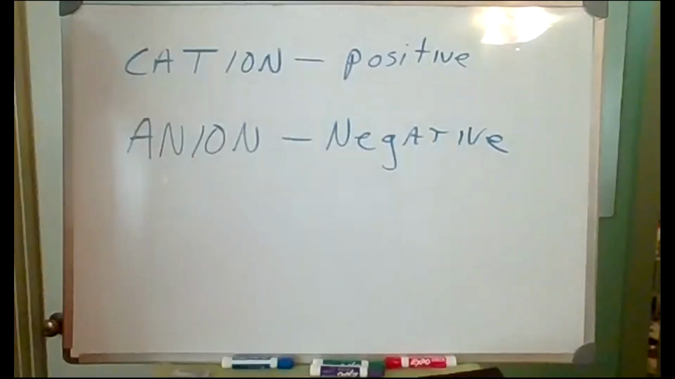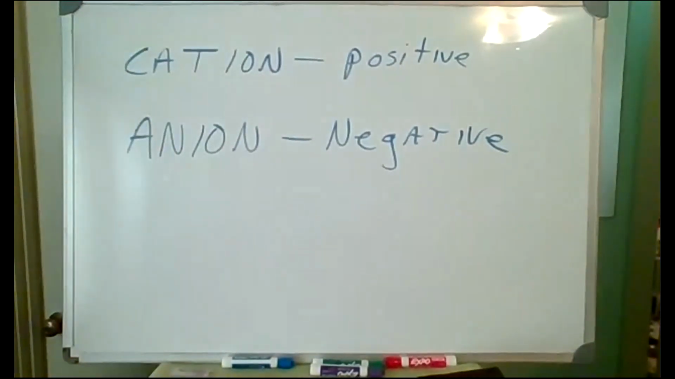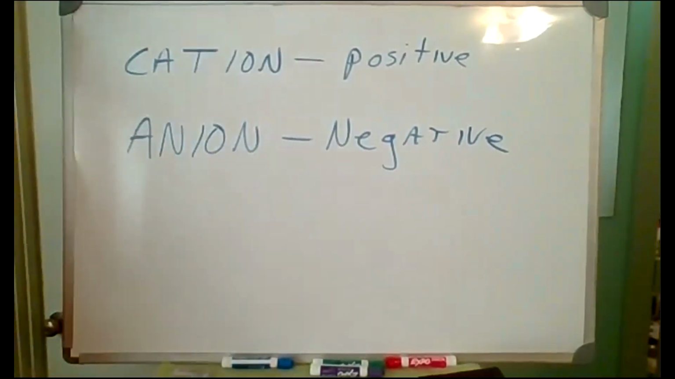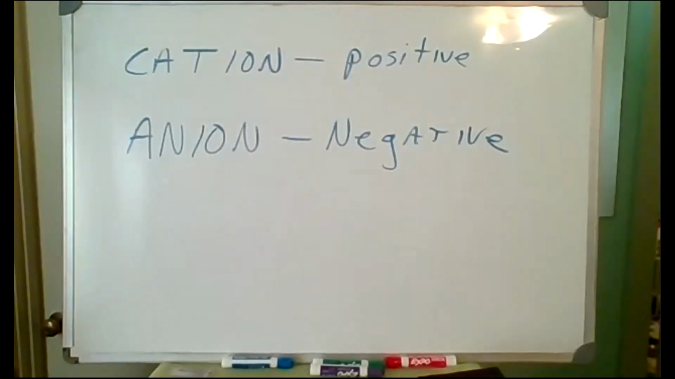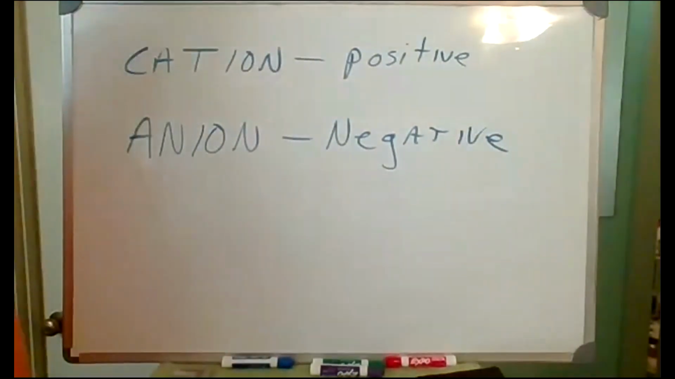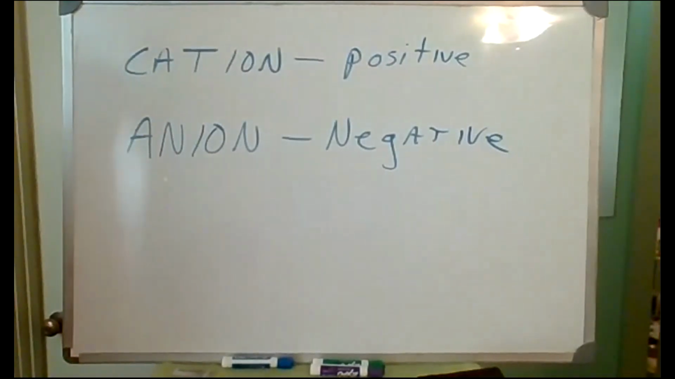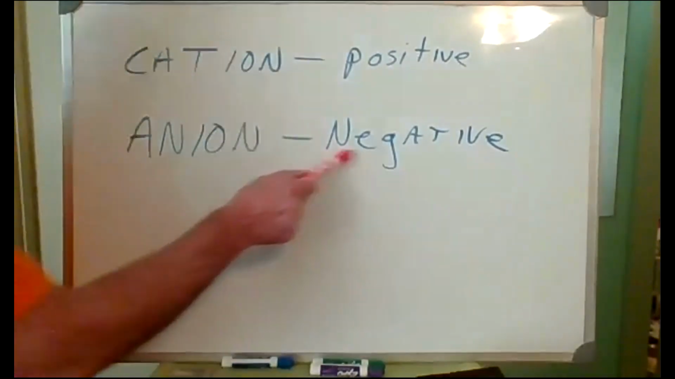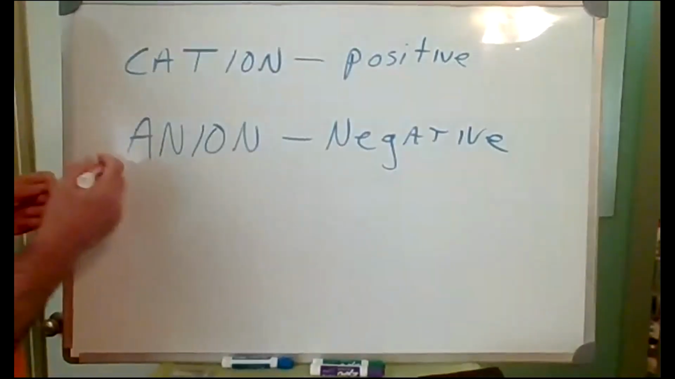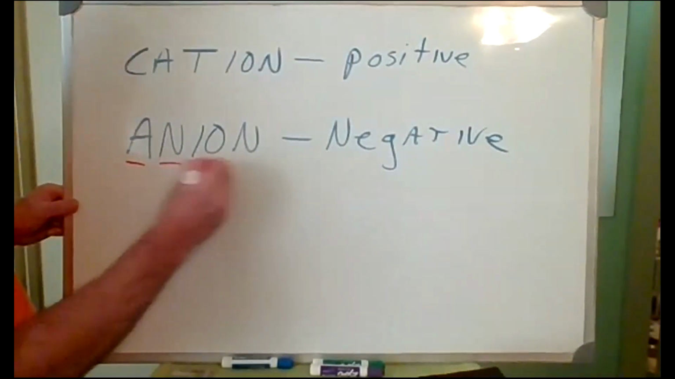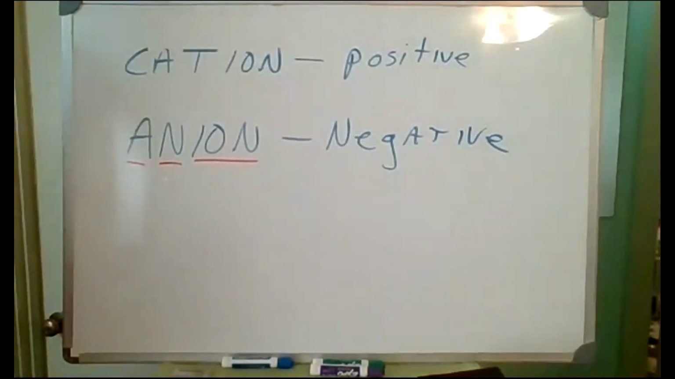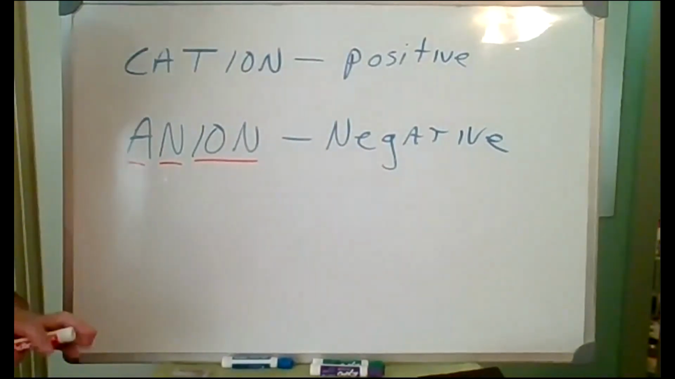Now, does anybody see an easy way to remember whether a cation is positive or negative, or is it the anion that's positive or negative? Anybody see an easy way to remember that? I noticed this a few years back. I don't know if this is how it got its name, but if we take a look here, the negative ion, a negative ion, right? I don't know if that's where the name came from, but it works.